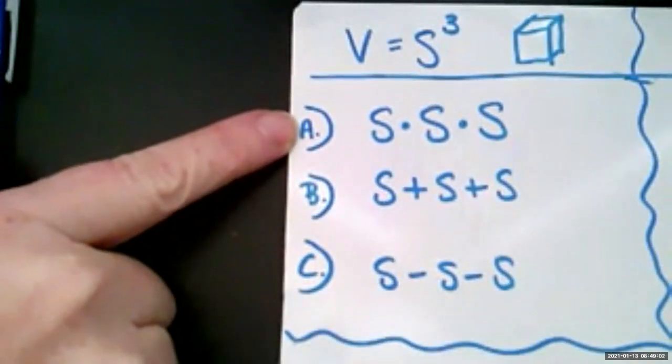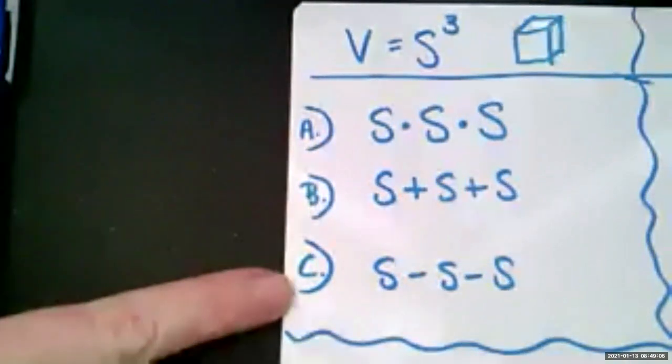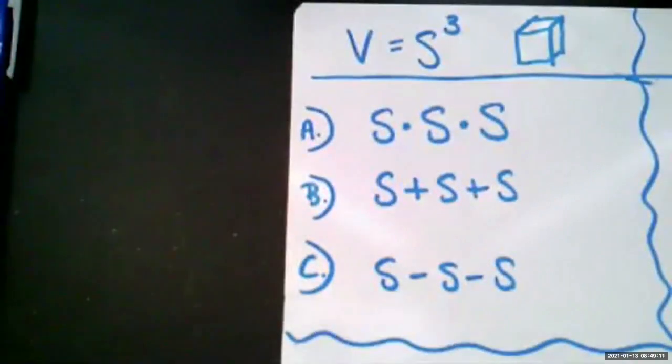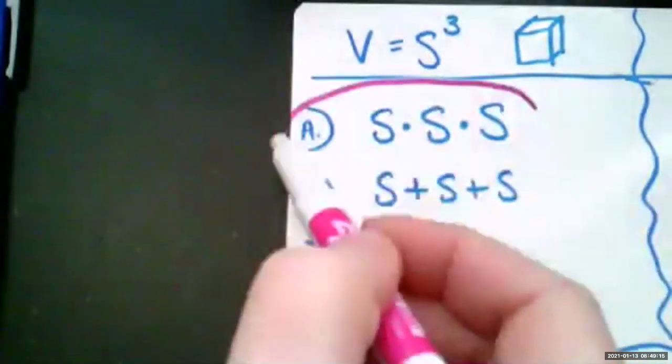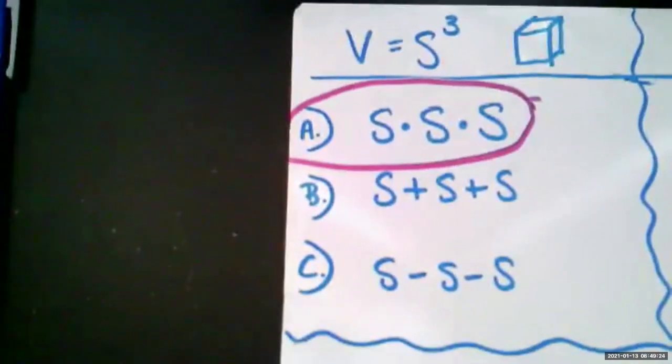A has side times side times side, B has side, and C is side minus side minus side. Yes, of course. Side cubed means you multiply the 3 sides by each other. Yes, A is the correct answer. You're multiplying 3 different sides. Now let's see what that looks like.